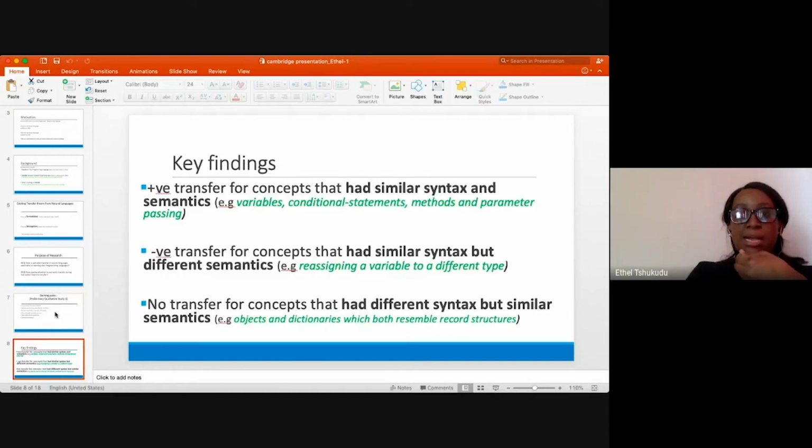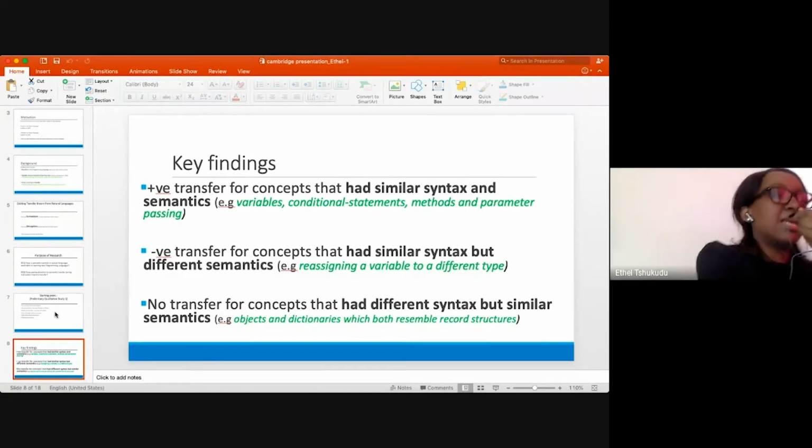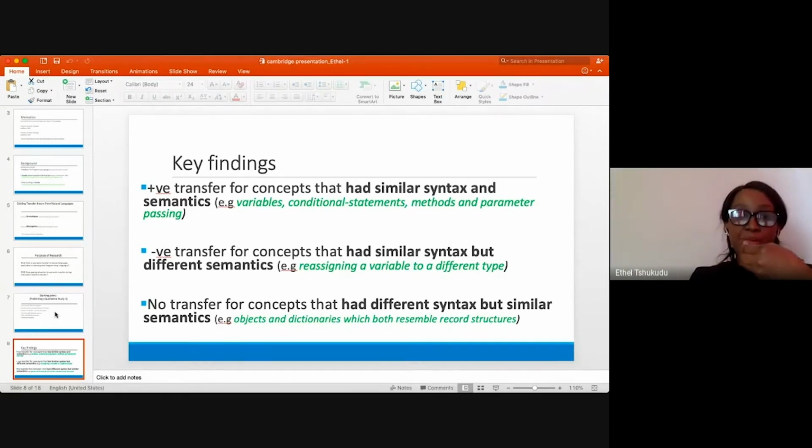So the key findings in that research were that there was some kind of positive transfer for concepts that looked similar to their Python knowledge, like variables. Variables are tricky because the second point I'm gonna make will show that there's some components of variables that they understand easily, but there are some that can be confusing. But if conditionals were very easy for them, methods and parameter passing.